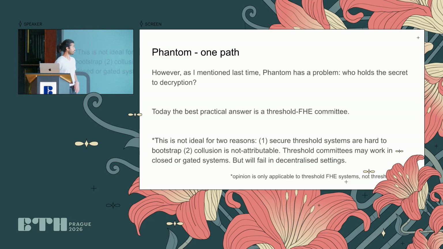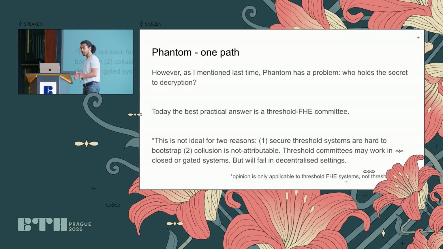But there's a problem that Phantom faces. The problem is not just particular to Phantom; it's because we're using FHE. In FHE, someone needs to hold the secret key. Who holds the secret key in this case? Well, the best practical answer today is something called a threshold FHE committee. And in my opinion, this is not ideal for 2 reasons.